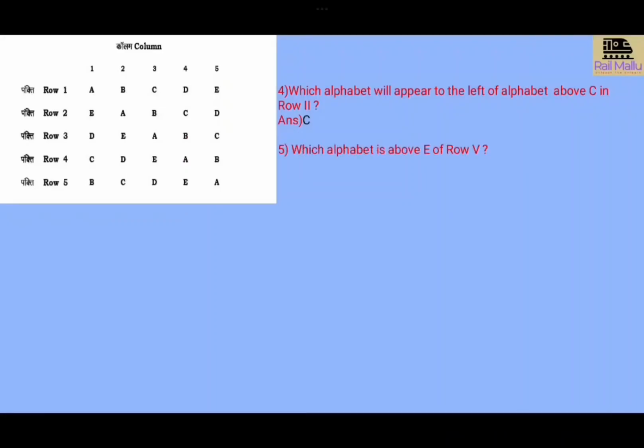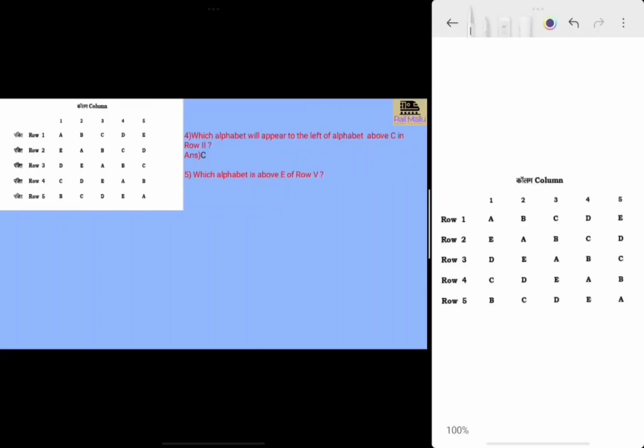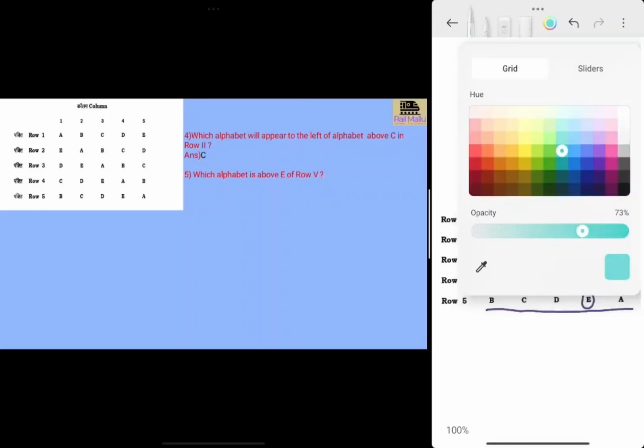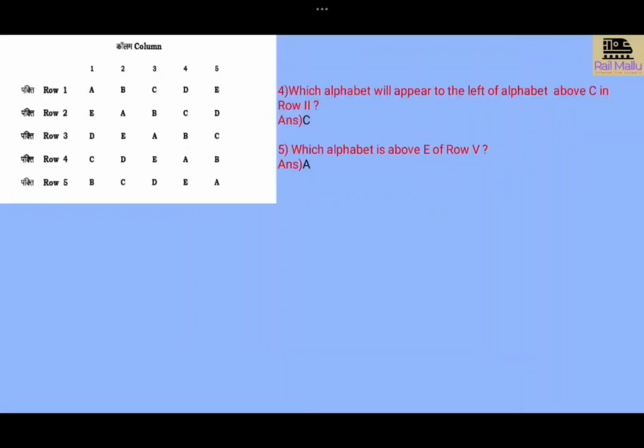Which alphabet is above E of row 5, right? Which is a very easy one. Here as you can see, this is row 5 and the E available in row 5 is this one. The alphabet above E of row 5 is A. So A will be your answer, right? So next question.